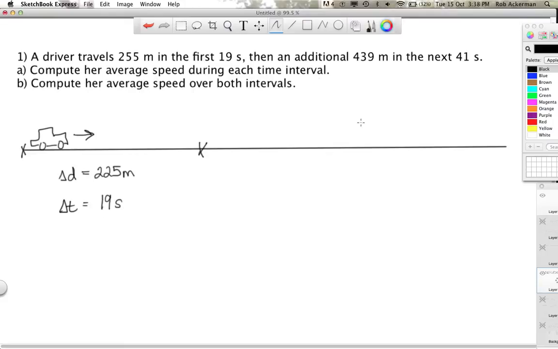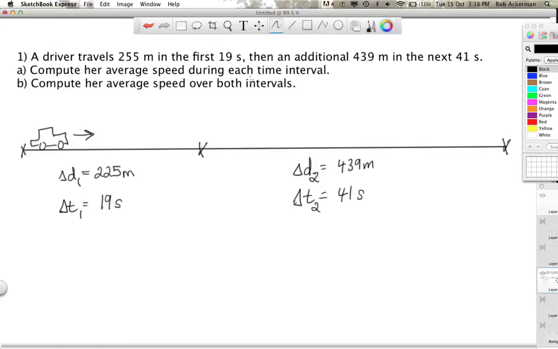Now there's an additional 439 meters, so I'm going to write that over here, 439 meters, going all the way, let's say, to the end in a time of an additional 41 seconds. Now, a little bit of confusion here. There's two delta Ds which are different, so let me call them delta D1 and delta D2, delta T1 and delta T2. Now that our diagram accurately represents what's going on, let's do part A.